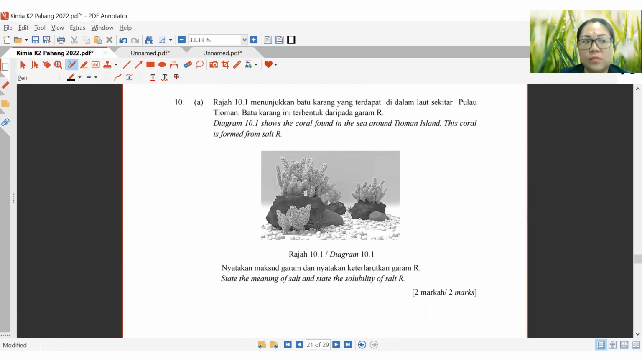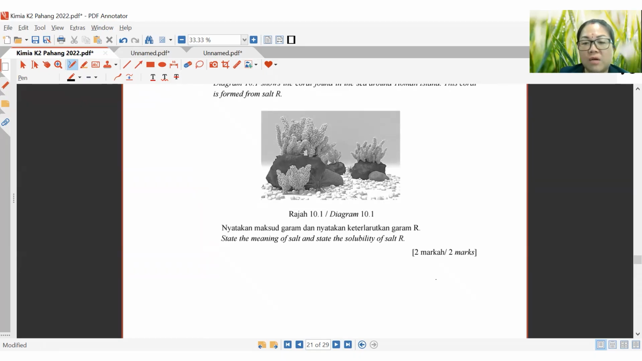Continue question 10. 10A, diagram 10.1 shows the coral found in the sea around Tioman Island. This coral is formed from salt R. State the meaning of salt and state the solubility of salt R. So what is salt? And also the solubility.